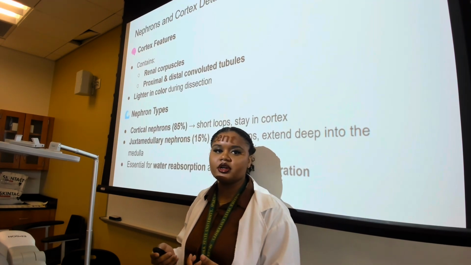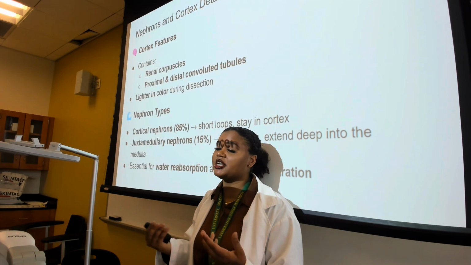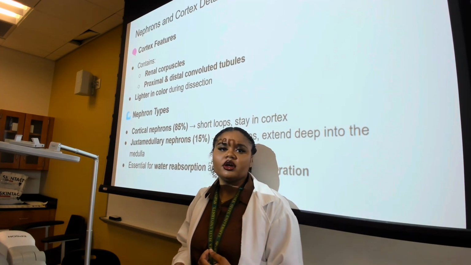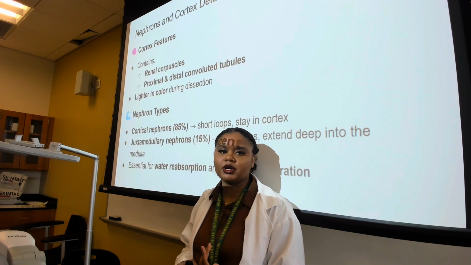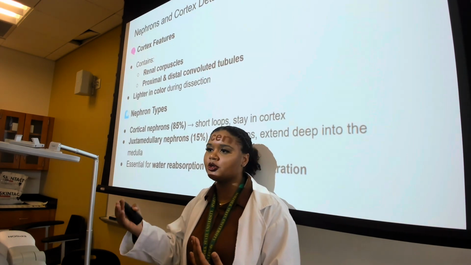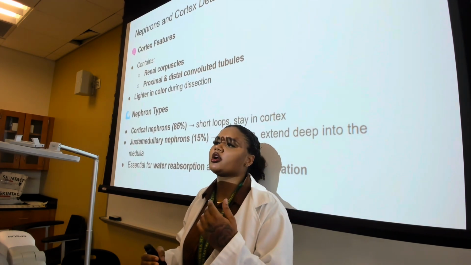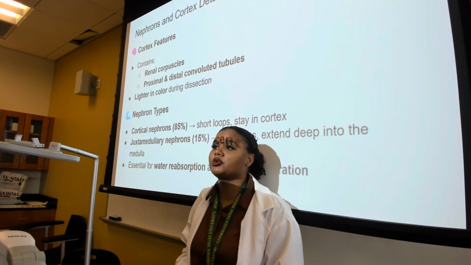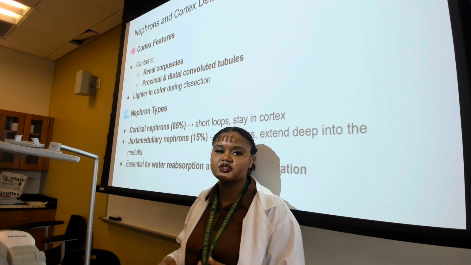So first, the kidney has your renal cortex and your renal medulla. The cortex features the renal corpuscles, and the proximal and distal convoluted tubules are mainly in your cortex, whereas in the renal medulla, you've got your loop of Henle as well as your collecting duct, so the tubule portions.